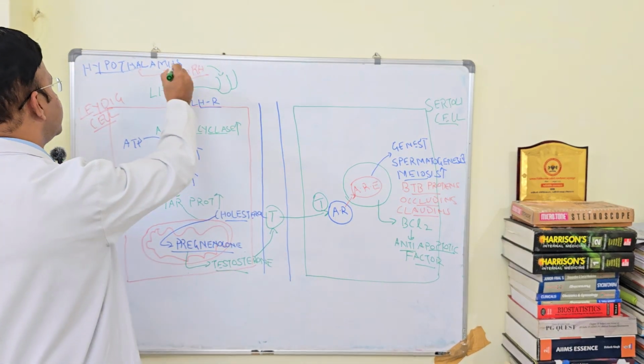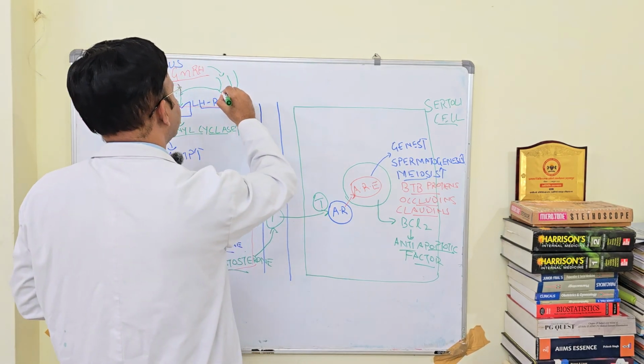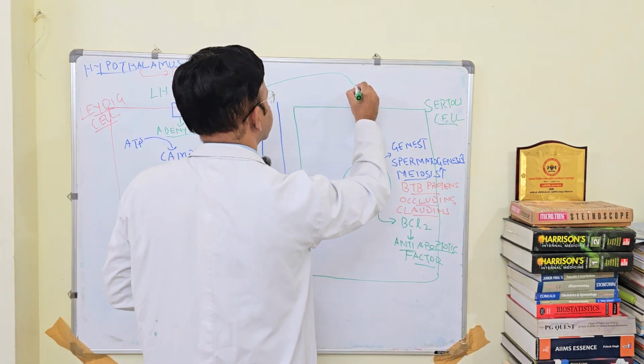But apart from LH, the anterior pituitary will synthesize one more hormone, and that hormone we call FSH, right?